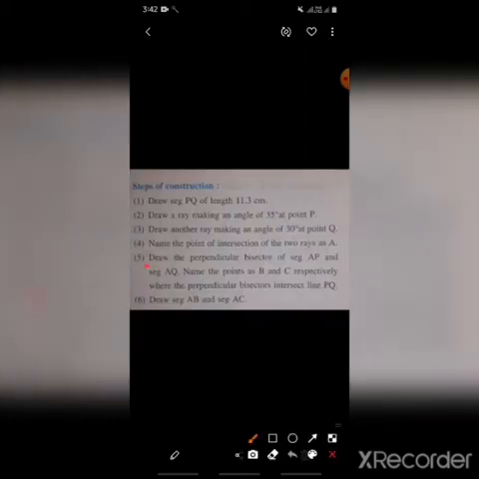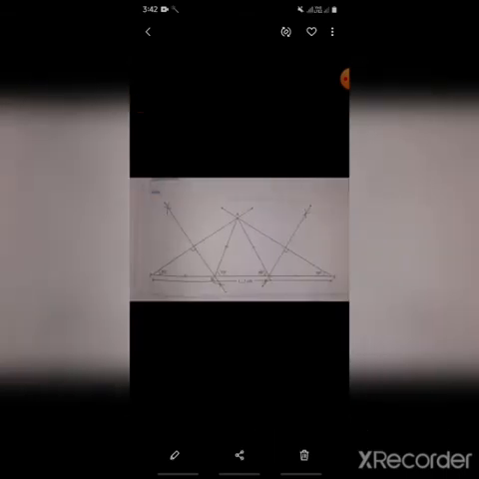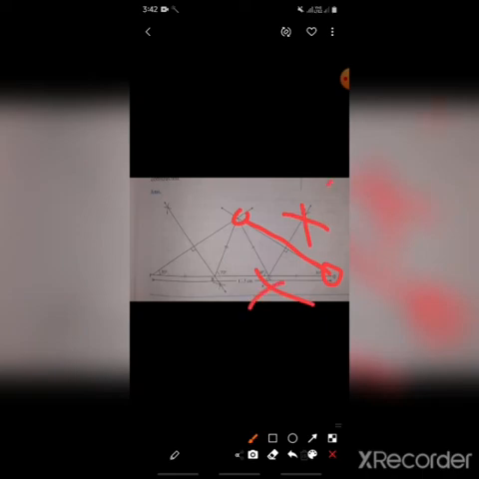Draw the perpendicular bisector of segments AP and AQ. How can we draw this for segment AP? Where is segment AP? AP is here. From these 2 points we have to draw arcs. And AQ, where is AQ? AQ is here. From these 2 points we have to draw arcs. Then we have to join these 2 arcs.